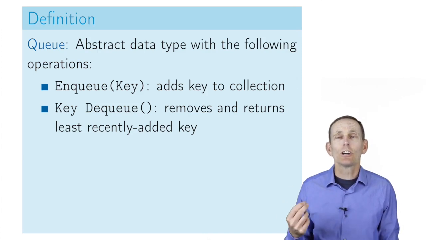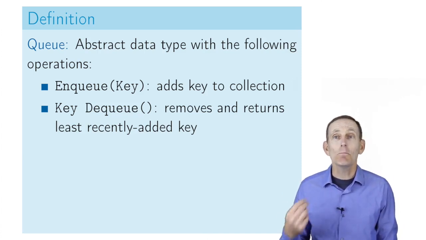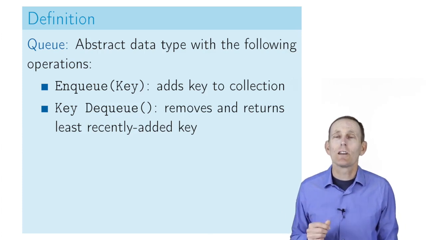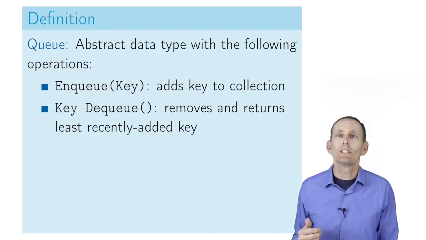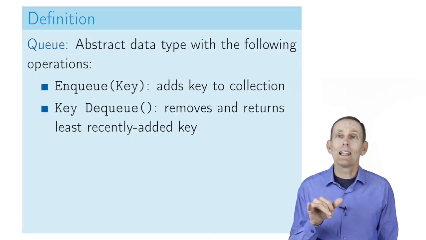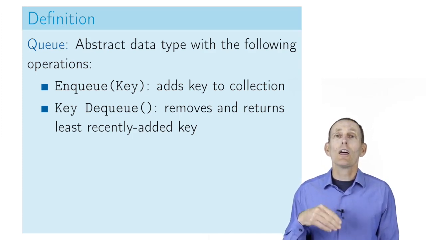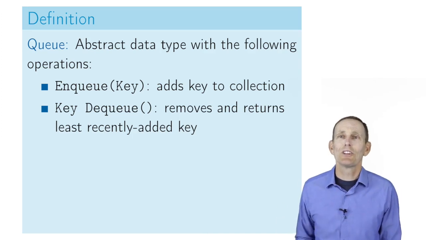It removes and returns the least recently added key, rather than, in the case of a stack, the most recently added key. So that's the fundamental difference. If you think about queues as like queuing up in line or waiting in line, this is a first come, first serve situation. So the longest person waiting in line is the next person to be served.